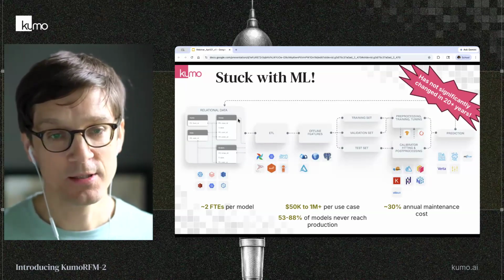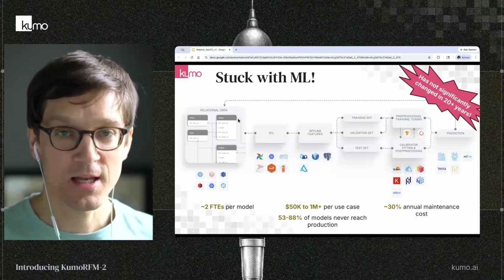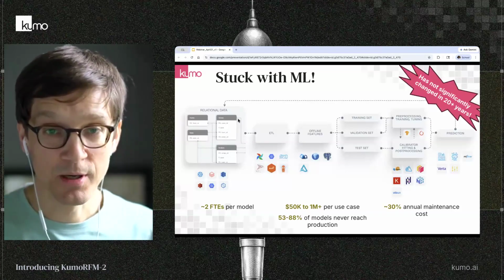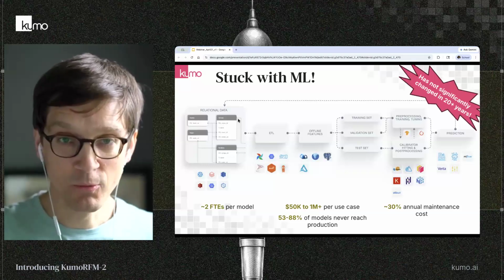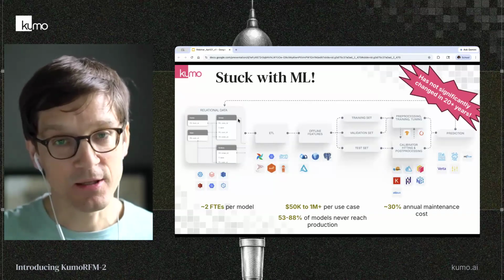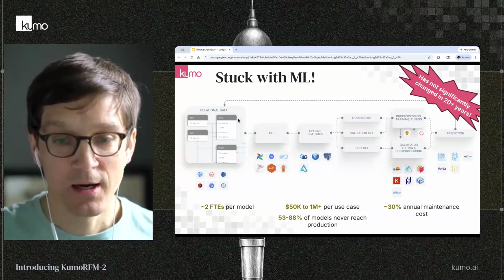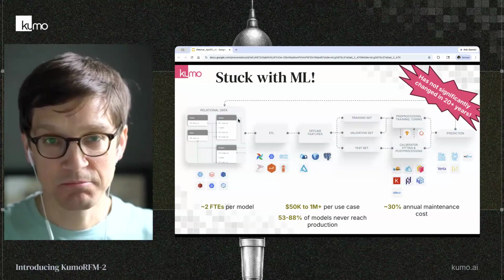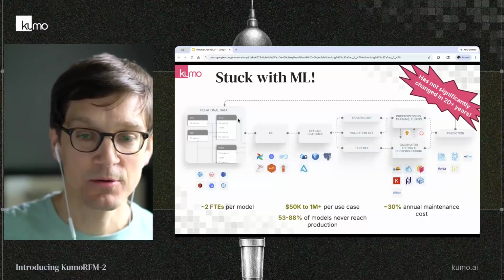And when we look at the industry, it takes about 2 data scientists per model. So you need a lot of human work to do this. It takes very, very long, usually about half a year to develop a single model. It's very expensive, and can be millions of dollars per use case.